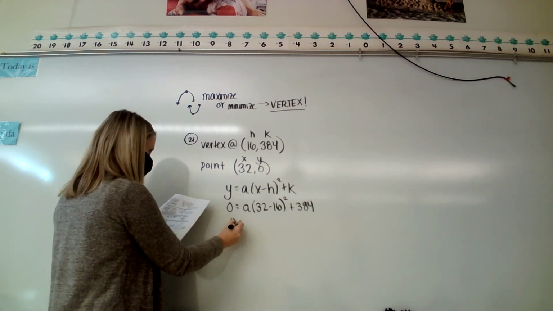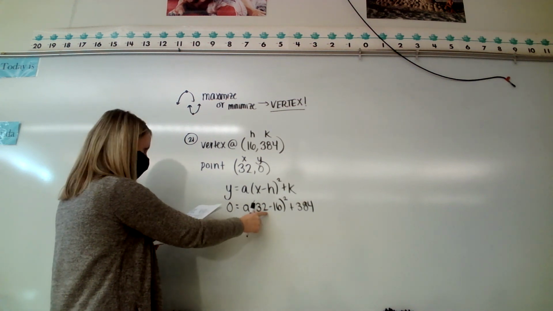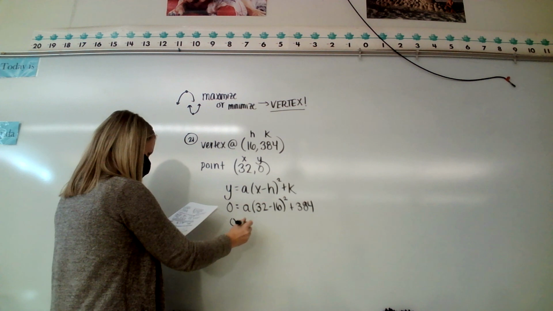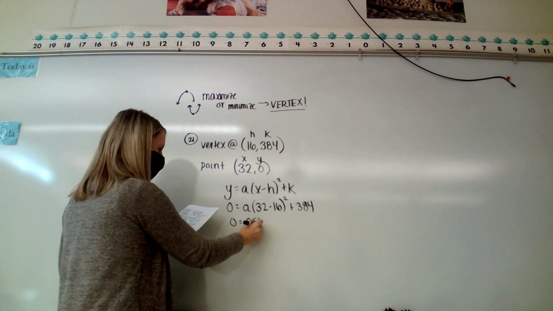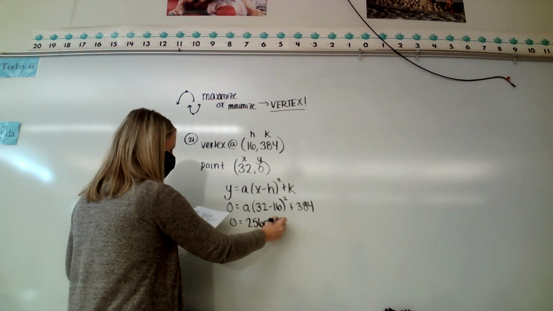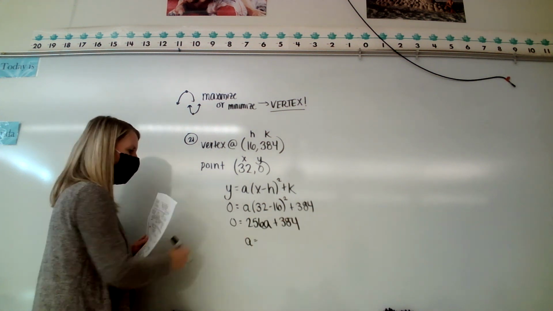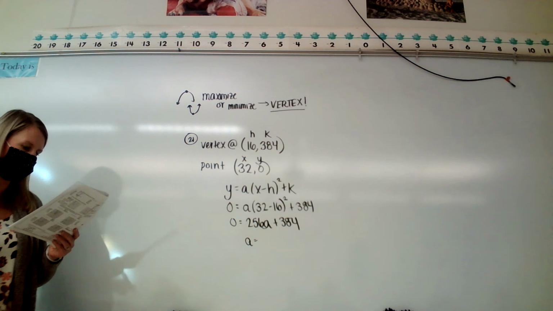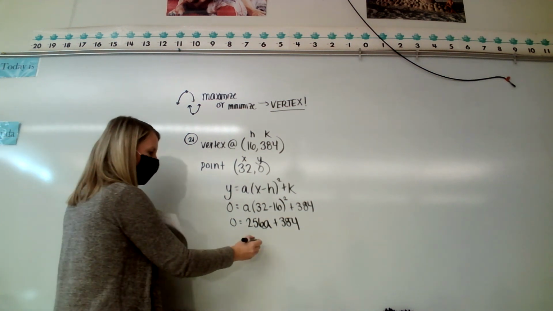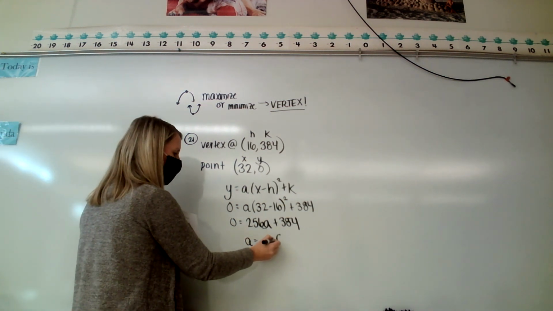What does that give me? So 32 minus 16 is 16. Squared is 256A. And I just used my calculator to solve that. I subtracted 384 and divided by 256 to get an A of negative 1.5.